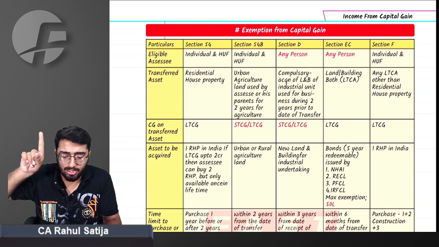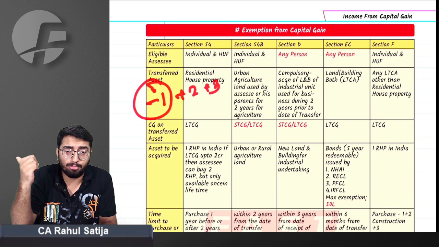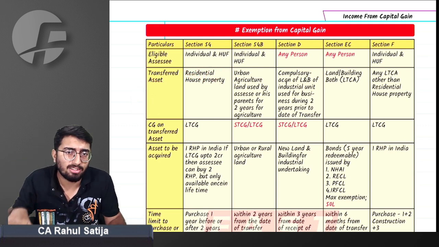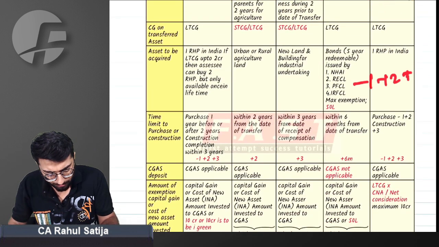What is the time limit for acquisition? Right answer is sir, -1, +2, +3. It can be acquired either a year back from the date of the transfer. It can be acquired within 2 years from the date of the transfer, or it can be constructed within 3 years from the date of the transfer. This is the date: -1, +2, +3.